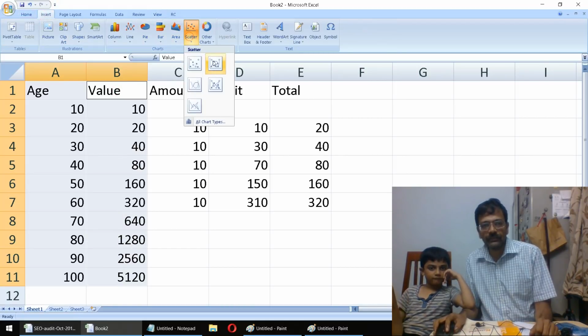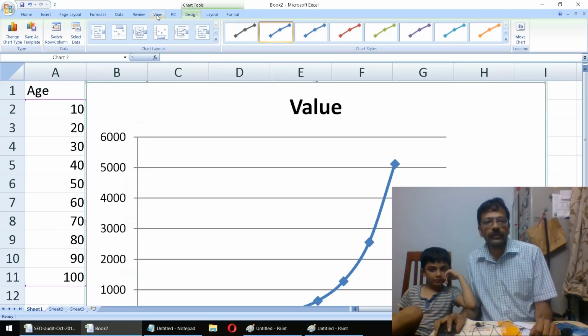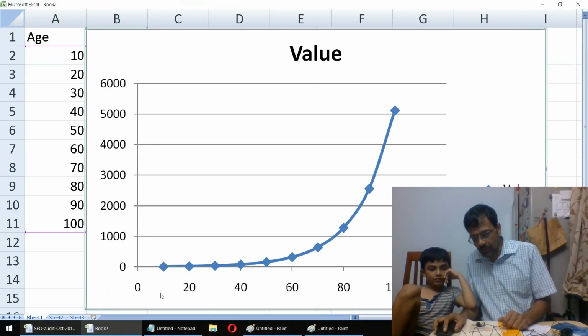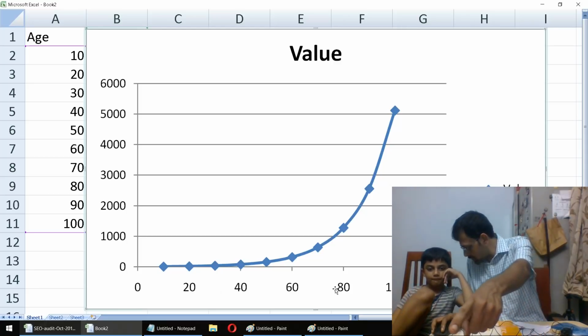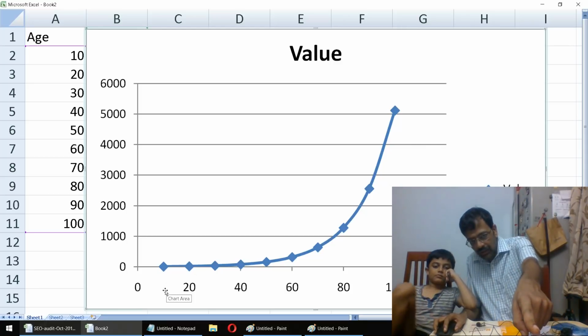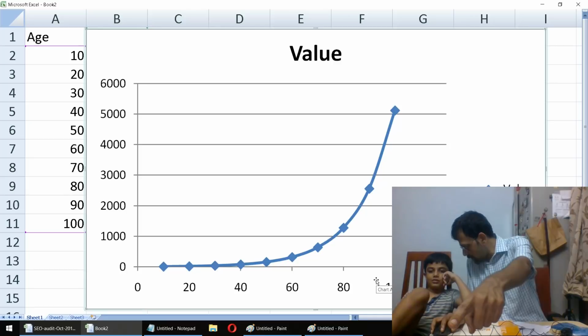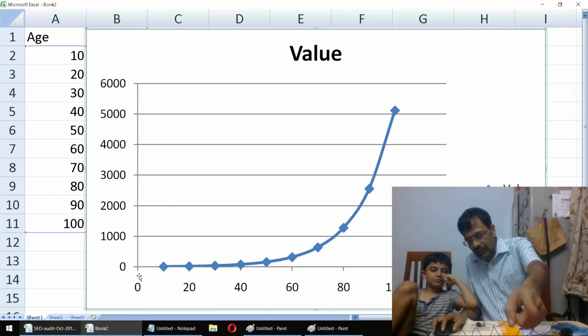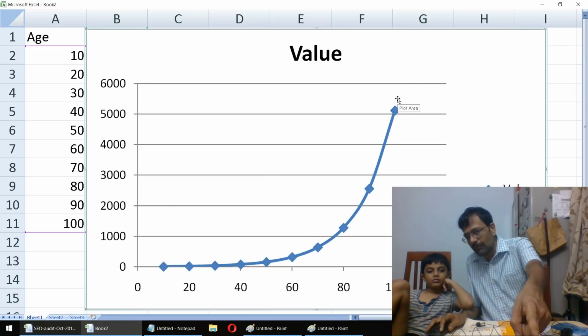Let's see what we get. Let's make this again big. So on the x-axis, or the horizontal axis, is plotted your age. So you started at age 10, and it goes all the way to age 100. On the vertical axis, or the y-axis, is the value of your investment. So we started with just 10 rupees, and it grew all the way to about 5,000 rupees.